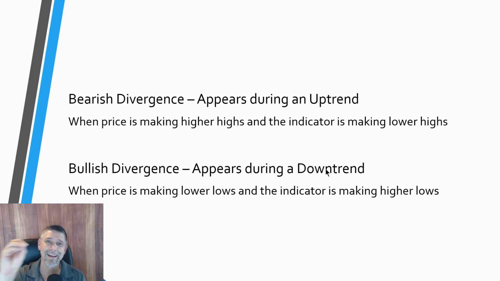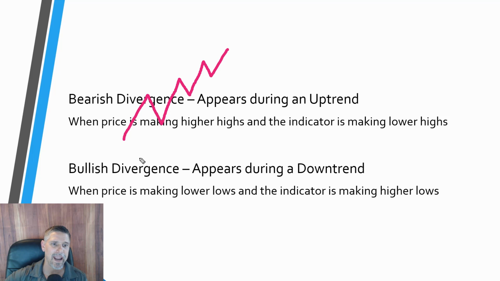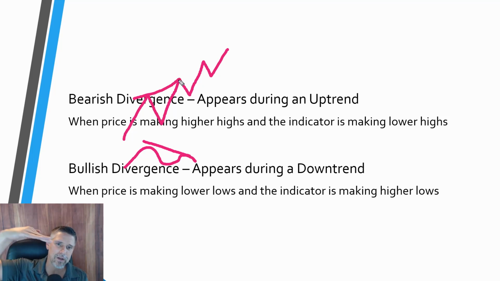So number one, a bearish divergence appears in an uptrend. You see here, when price is making higher highs and the indicator is making lower highs. So price is going up, higher highs, and the indicator is making lower highs. So the price is going up, indicator is going down. And a bearish divergence occurs in an uptrend.